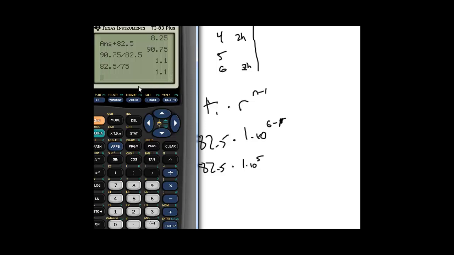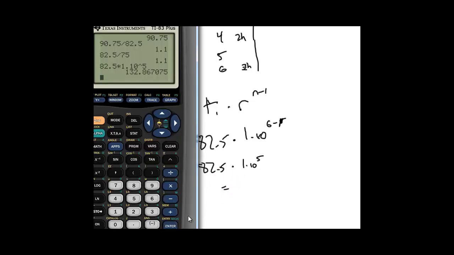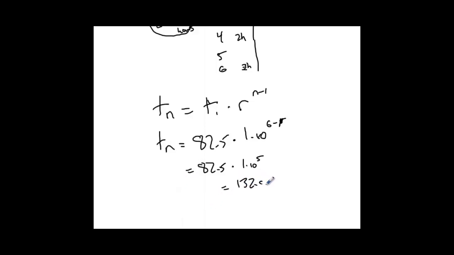So to solve this, it'll look like this. You'll have 82.5 times 1.10 to the power of 5. And I get an answer of 132.867. For those of you guys in my physics class, we do use sig digs. I don't really care about that in math class right here. We're not really doing it like that. So if you round it to something reasonable like that, that should work.